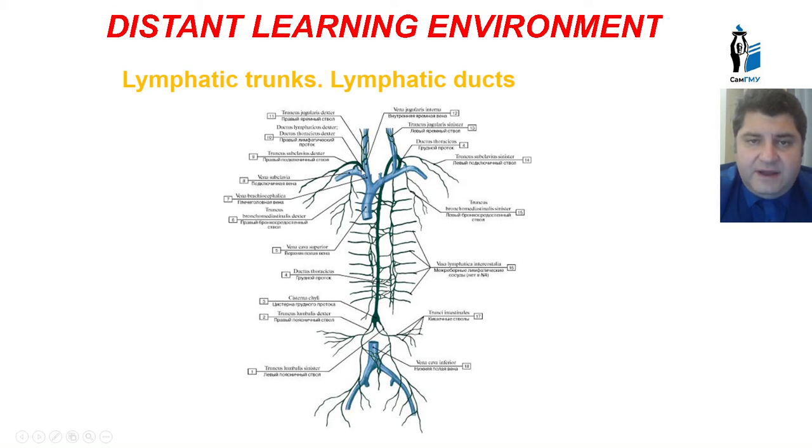But at the right angle you may see the right lymphatic duct, which carries lymph from the head and neck, from its right half, from the right upper limb, and also from the right half of the thoracic cavity and thoracic wall. And so we may see that it passes into the right venous angle between the right jugular vein and the right subclavian vein.